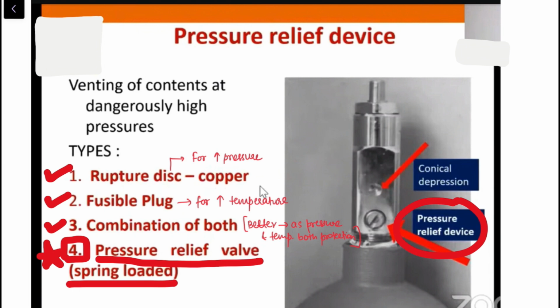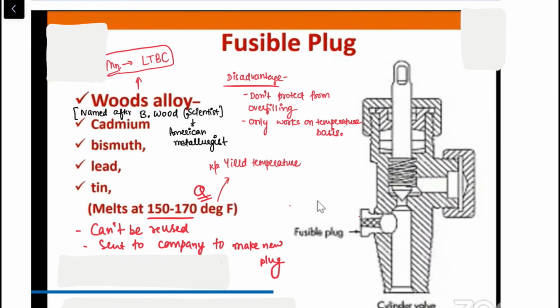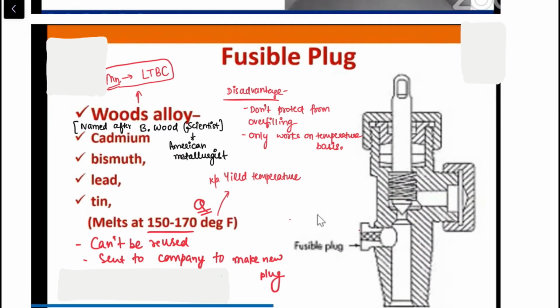Now let's talk about what a rupture disc was, which was made up of copper, and what a fusible plug was. In the fusible plug, you can see it was made up of an alloy which was known as Wood's alloy. This Wood's alloy was made up of cadmium, bismuth, lead, tin. You have to remember these materials. So this Wood's alloy has a property that it melts at 150 to 170 degrees Fahrenheit.